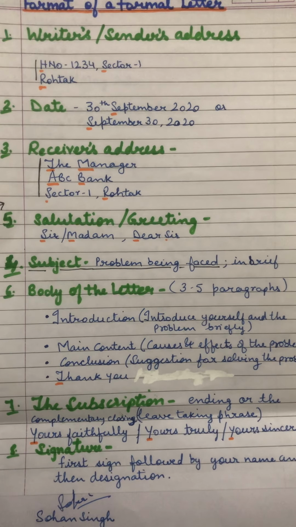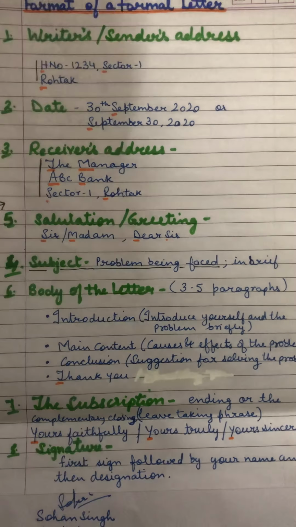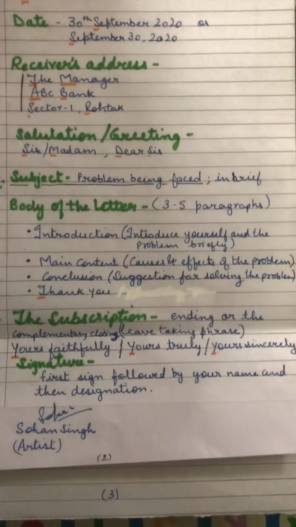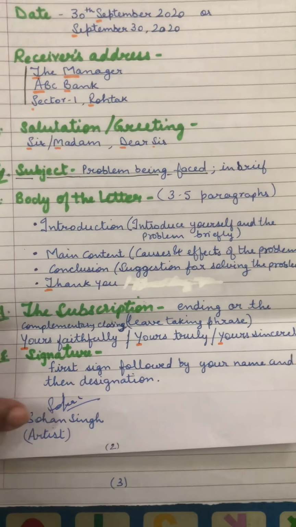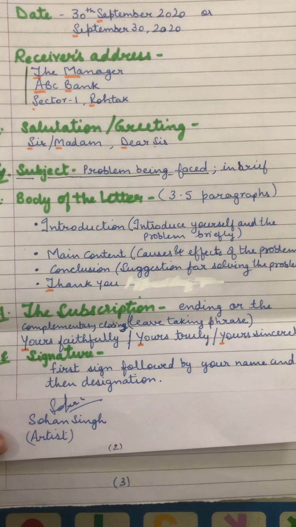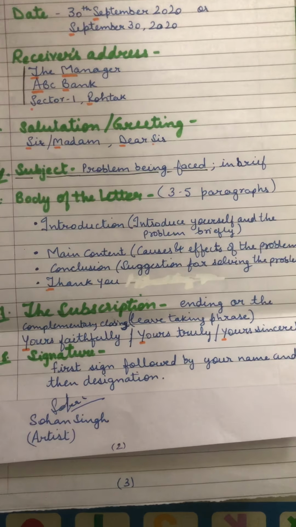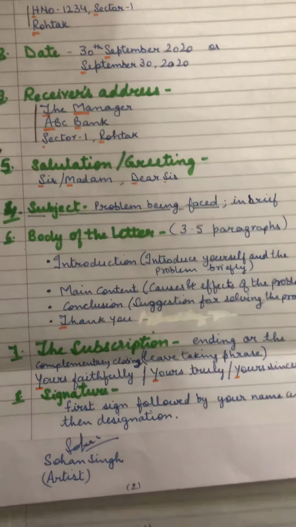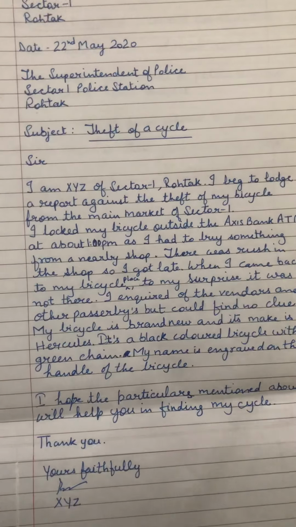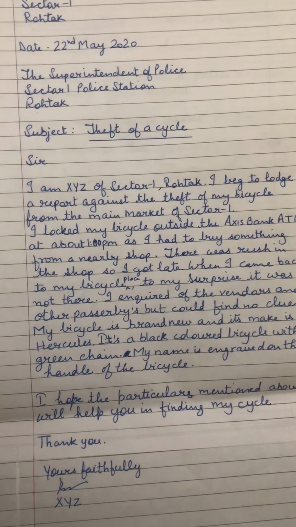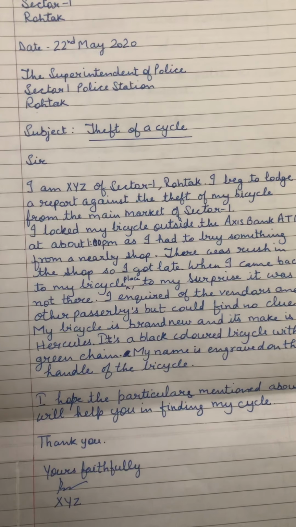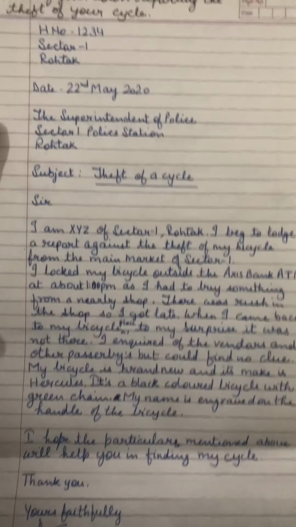And then comes the signature. First the signature, followed by your name and then your designation. Like I have written here, signature, then name, and then designation. Suppose the person is an artist, so he writes artist. Now this next is the sample of a formal letter.